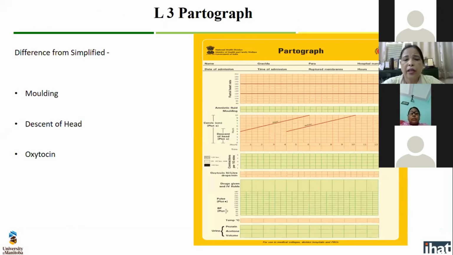So again, if you go a long time back, there is a simple partograph. Friedman, he discovered partograph, and that partograph is also taking into account the latent phase, active phase. But this is different. In this partograph, we are also considering the molding, dose of the drug given, descent of the fetal head. So this is a newer component, and it is different from the simplified one. Previously, what we are using to plot. Okay. Next.